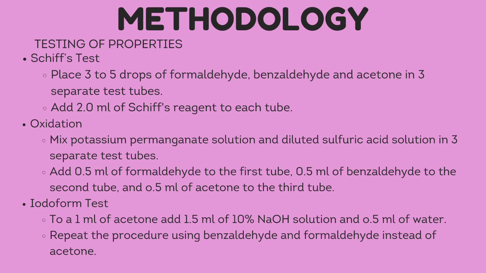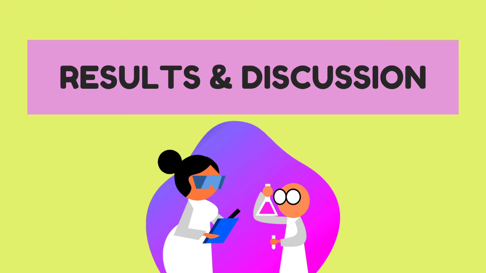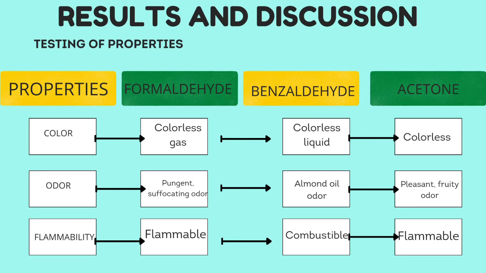Lastly, an iodoform test. In 1 ml of acetone, we add 1.5 ml of 10% sodium hydroxide solution and 0.5 ml of water. Here we repeat the procedure, but we use benzaldehyde and formaldehyde instead of acetone. Moving on to the results and discussions of the experiment.